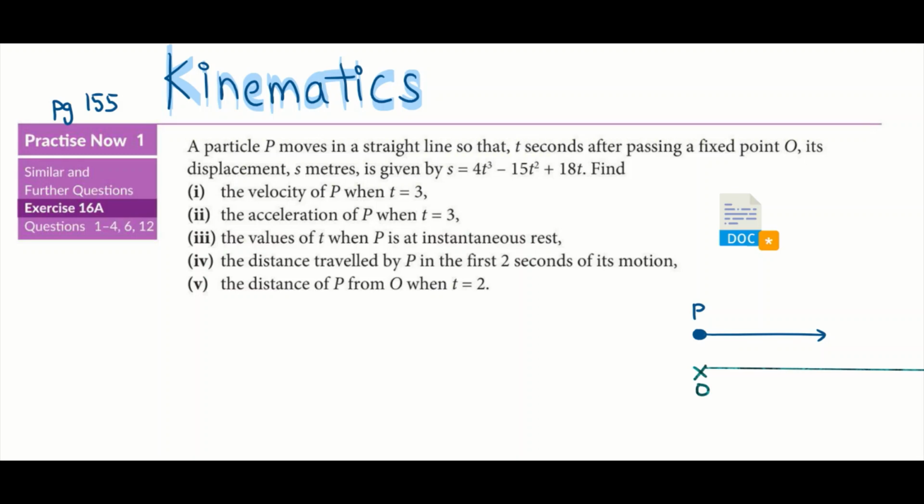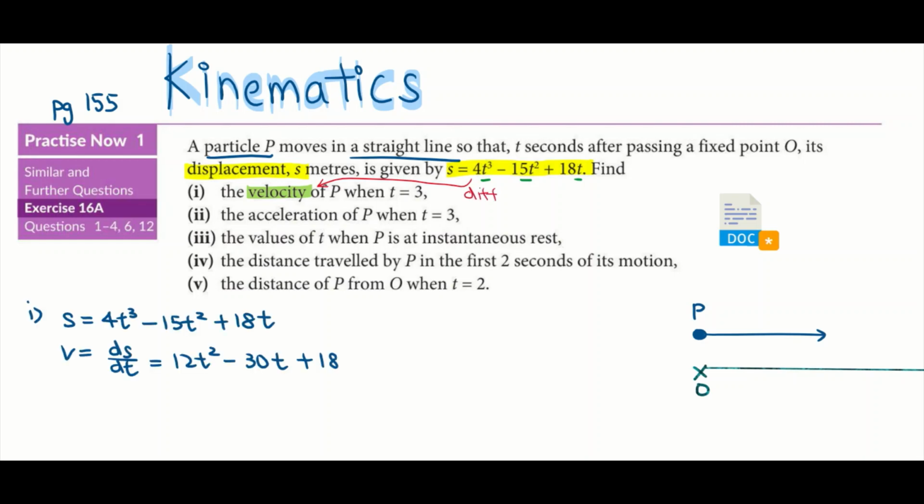Now we come to a question. Particle P moves in a straight line and passing through fixed point O. Its displacement S is given by this expression, where my S is in terms of t. Now, they want us to find velocity. So, if I'm given displacement, how am I going to find velocity? I need to differentiate one time to get velocity.